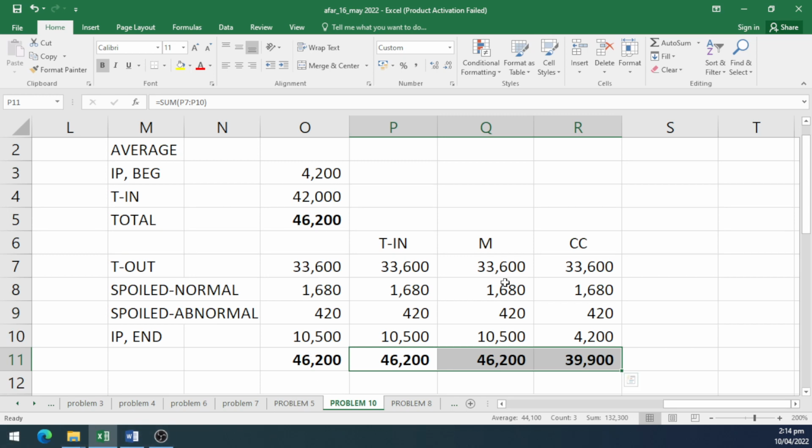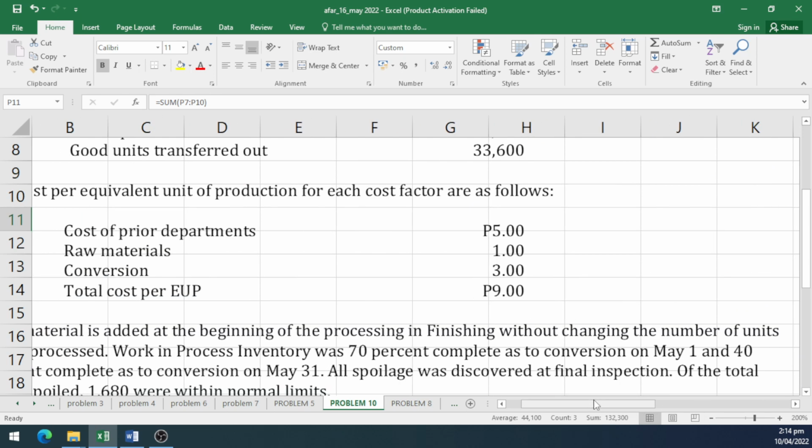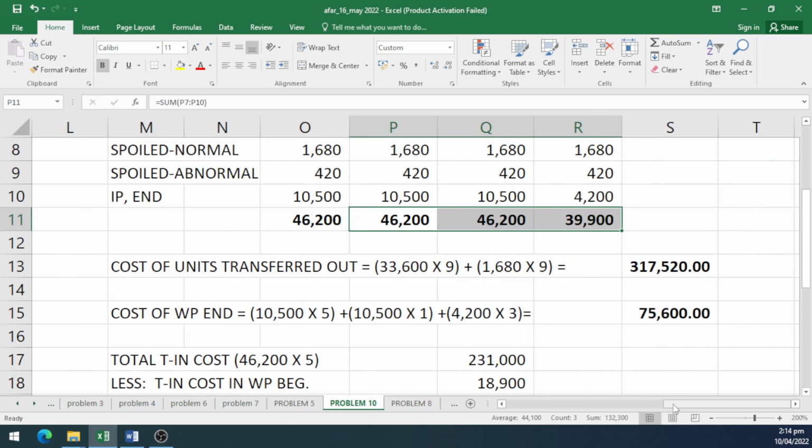Kaya, diretso na tayo sa pag-compute ng cost assignment ngayon. So, the cost of units transferred out ay ito. Ito yung cost per EUP, ano? 5, 1, and 3. So, that's 9. At ito ay average method, kaya wala tayong i-modify, i-average pa na cost of total cost of beginning work in process completed, and then yung total cost of units transferred in and completed. Tulad sa 5 po, ginagawa natin yon.